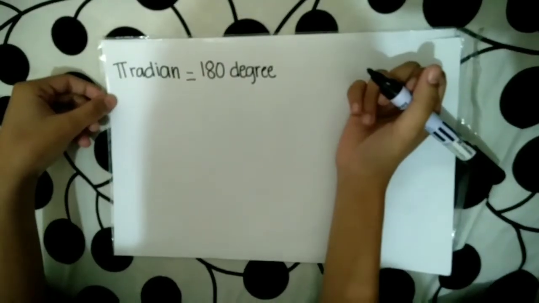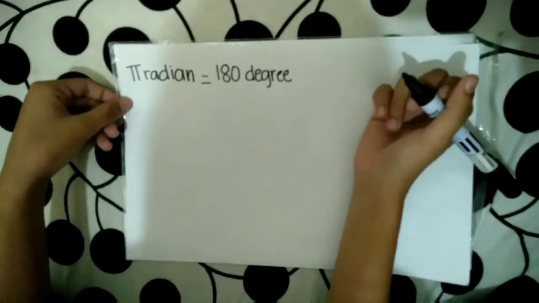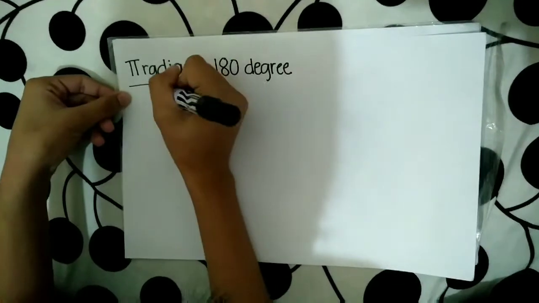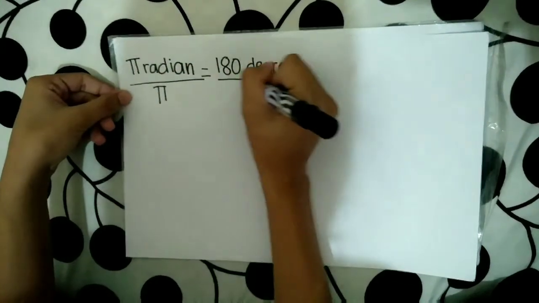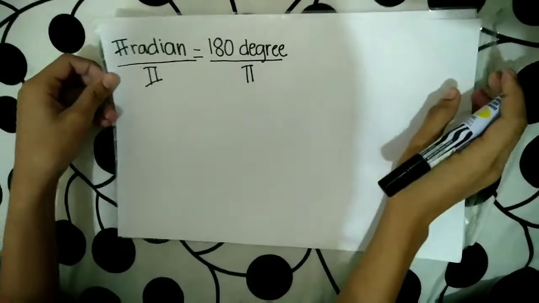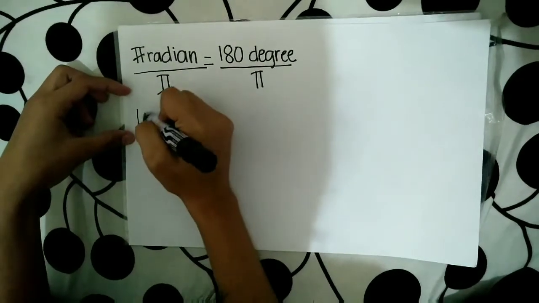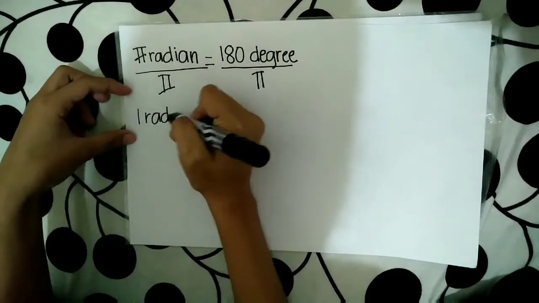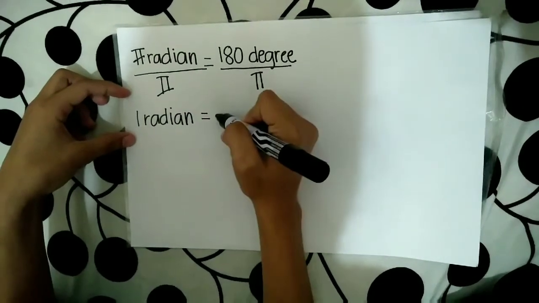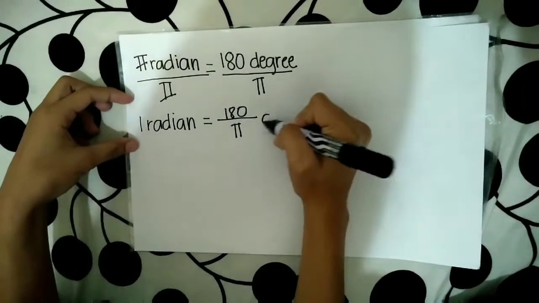And if you want to really think about how many degrees there are per radian, you can divide both sides of this by pi. So if you divide both sides of this by pi, you'll get 1 radian is equal to 180 over pi degrees.